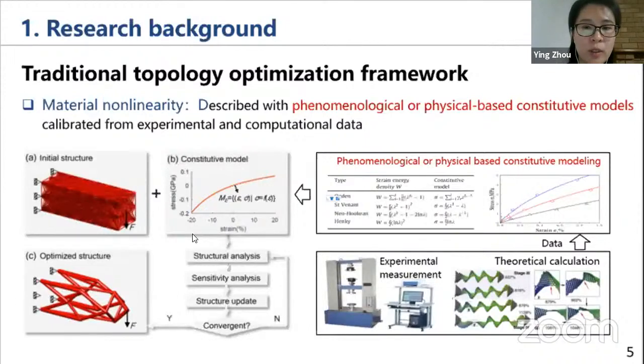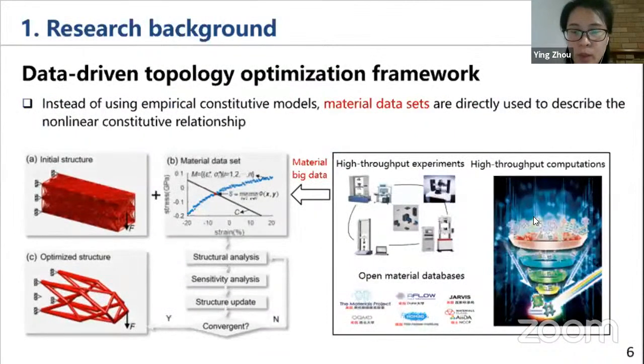In the existing works, material nonlinearity is described with phenomenological or physical-based constitutive models. The traditional way is to calibrate the empirical constitutive models from the limited data. But things have changed now. High throughput experiments, computations, and open material databases are leading us to a material big data era. So this naturally raises a question about how to exploit the material big data in structural optimization.